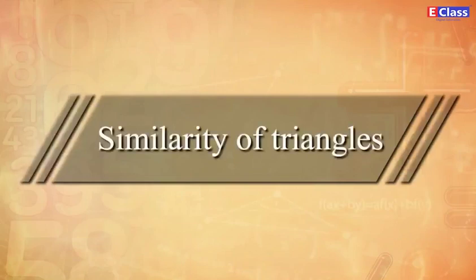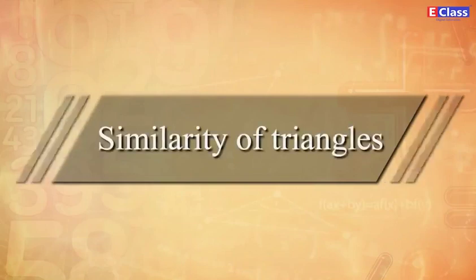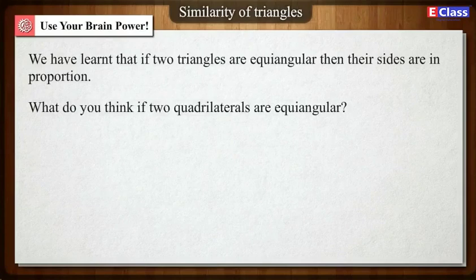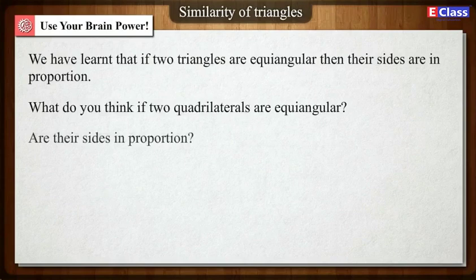Similarity of triangles. Use your brain power. We have learnt that if two triangles are equiangular, then their sides are in proportion. What do you think if two quadrilaterals are equiangular? Are their sides in proportion? Draw different figures and verify. Verify the same for other polygons.